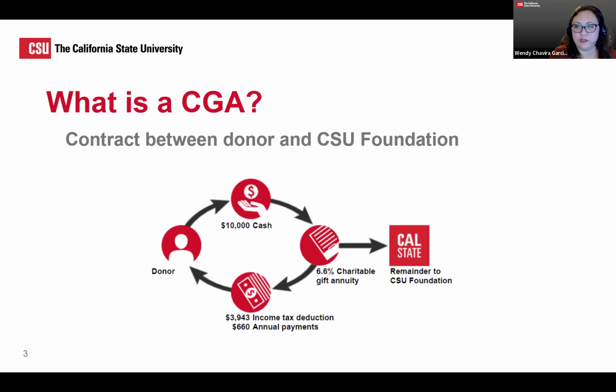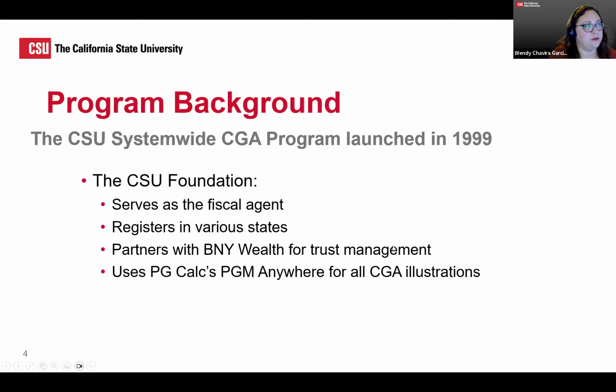Our focus today is only the system-wide CGA program administered by the CSU Foundation. Out of 23 campuses, 21 of our campuses participate in this program. We launched it in 1999 as a way to assist with regulatory and administrative burdens of managing annuities. The foundation handles the trust compliance, state filings, and gift processing, allowing you to focus on donor relationships.